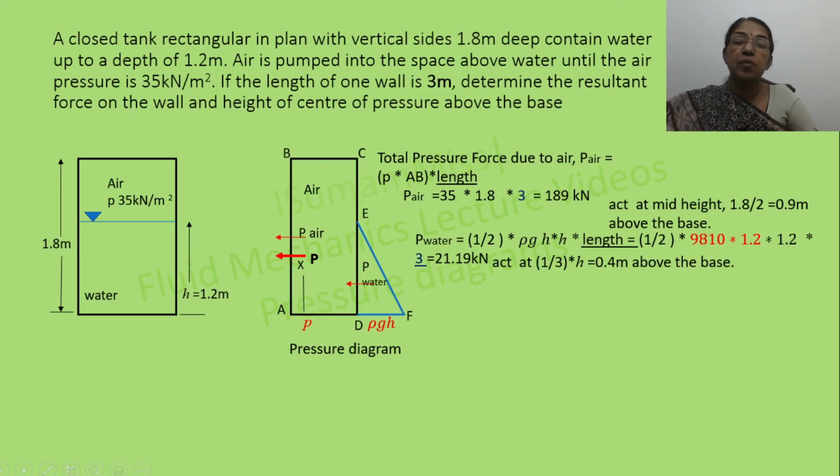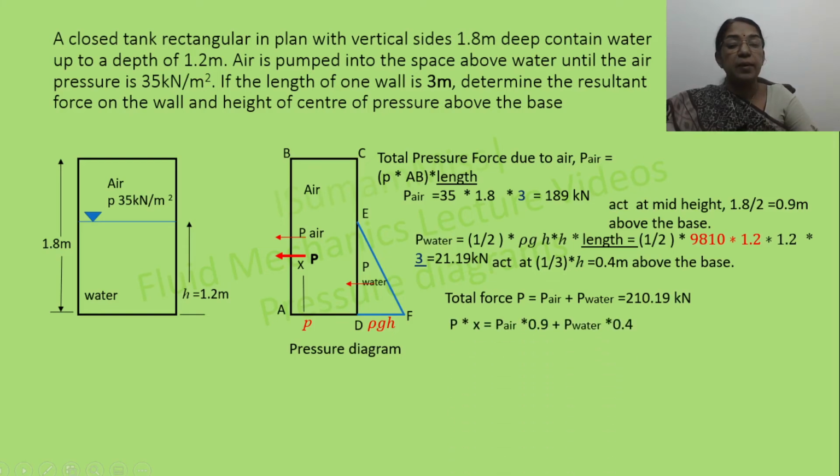The point of action of P water coincides with the centroid of this triangle, that is equal to h by 3 above the base. So we have to calculate the total resultant force, which is a summation of the total pressure force due to air and the total pressure force due to water. So P equal to P air plus P water, that is equal to 210.19 kilonewton, which is acting at a distance x above the base. How will you calculate x? That is P into x equal to P air into 0.9 plus P water into 0.4. So x is equal to 0.85 meter above the base.